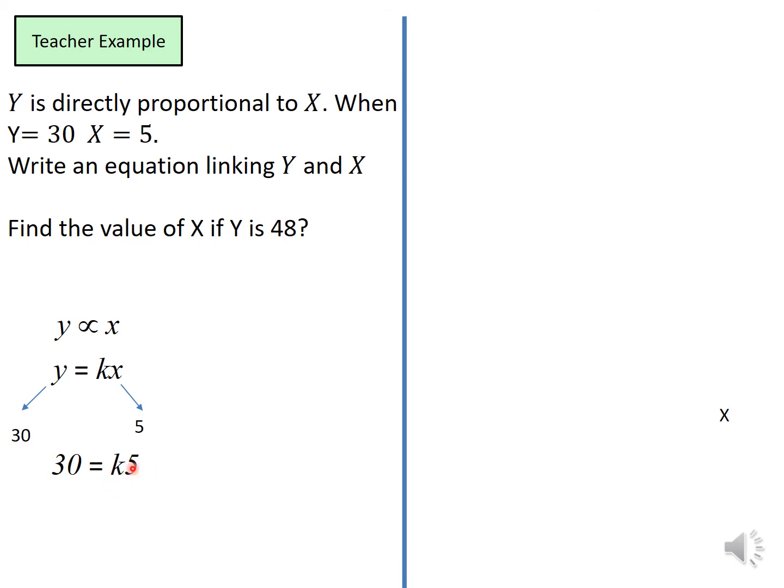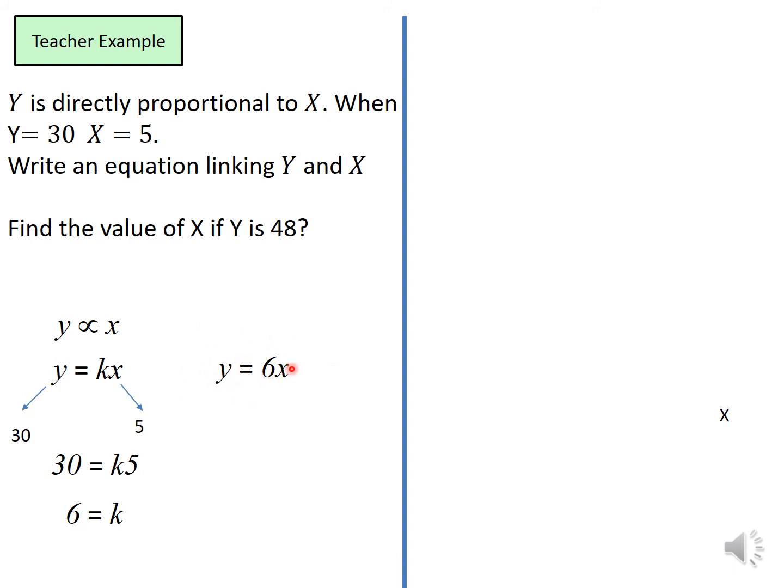So let's solve and find out what k is. Divide both sides by 5. We want to get rid of this 5. So divide by 5 on both sides and then you get k equals 6. So now you have k equals 6. We can write our original equation, but instead of k, we put 6. That's what we get: y equals 6x. And that is the formula for this question, because k is a constant, it is always 6 for this question.